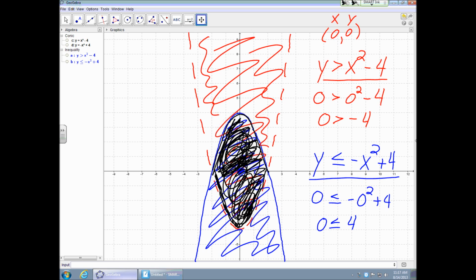And once we're done shading and we take a step back and look at it, we can see the portion of the graph that is the solution. This is the solution of the two quadratic inequalities that we have graphed. So all of those points that we have shaded are going to be solutions to both y is greater than x squared minus 4 and y is less than or equal to negative x squared plus 4. And so that's what we're looking at.